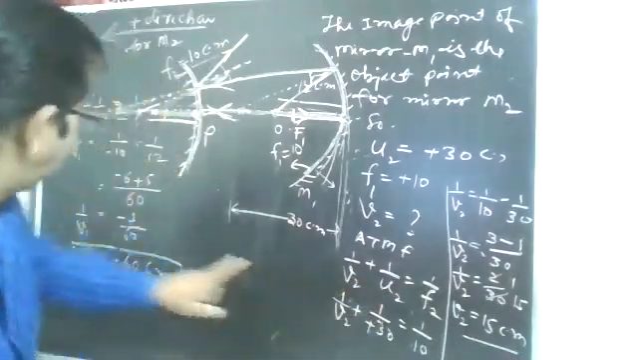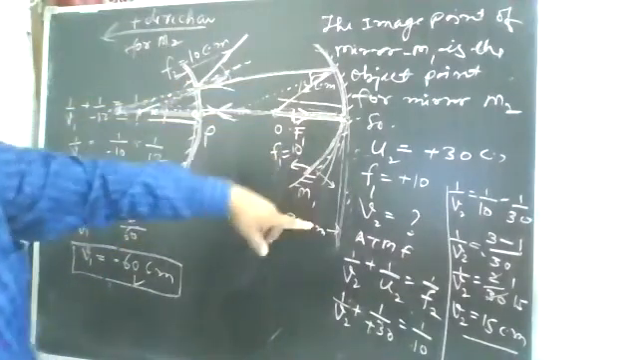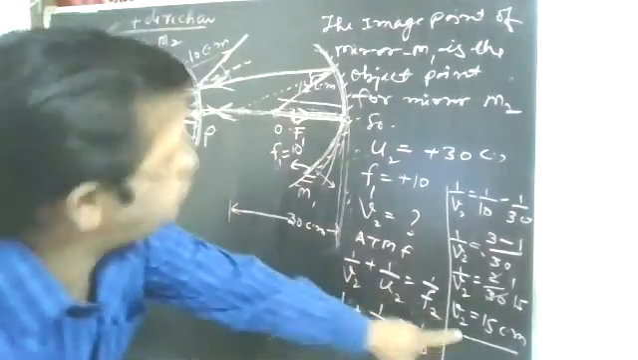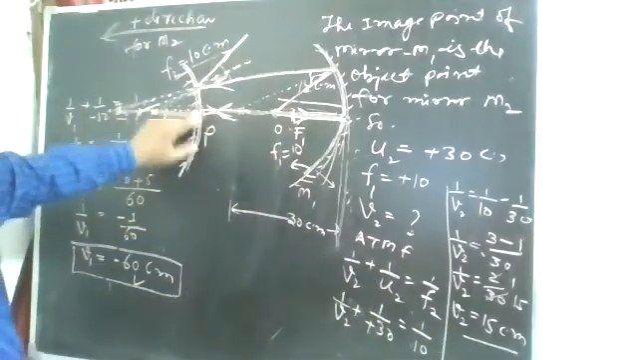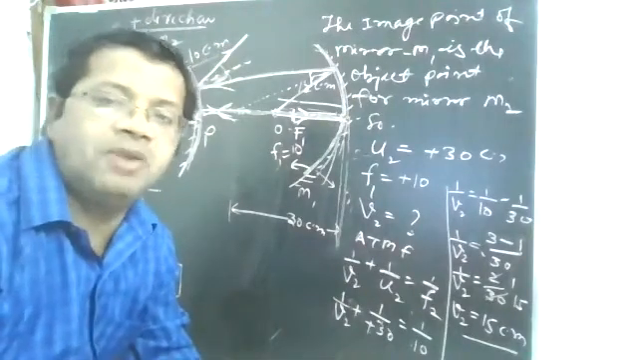If image distance is negative, then the image will be real. So see here, the final image forms at how much distance? 15 centimeter from the mirror, 15 centimeter from the mirror.